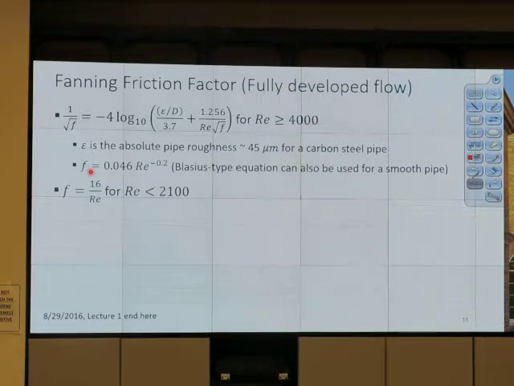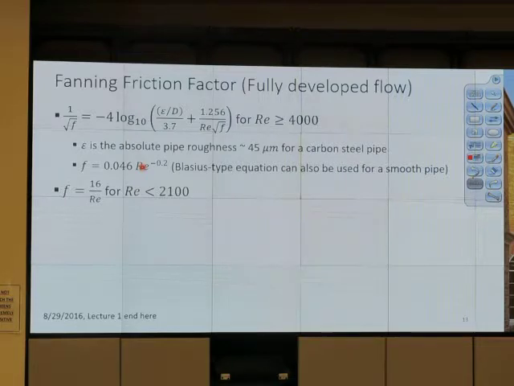So, for a quick approximation, we can use the Blasius type. If you want to do some serious calculation, maybe use Colebrook. But Colebrook is a little bit difficult to use because it is an implicit equation, f equal to some function of f. What do we do? One way of doing it is to use fixed point iteration.